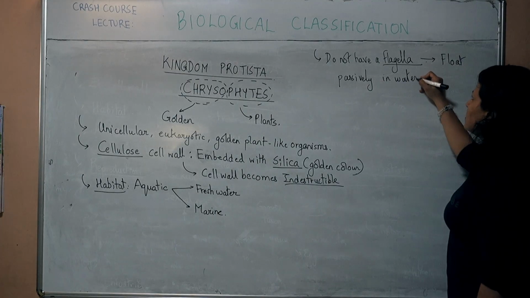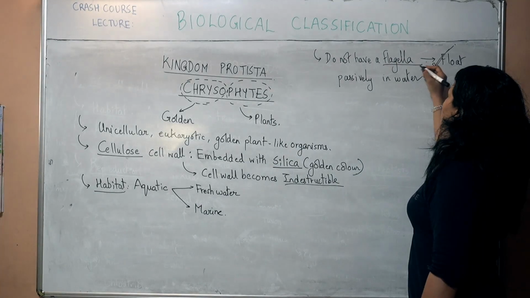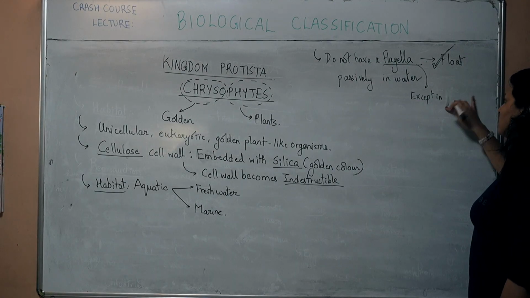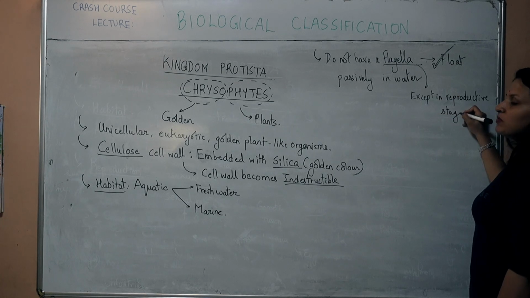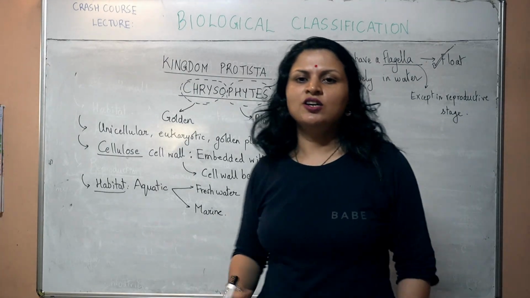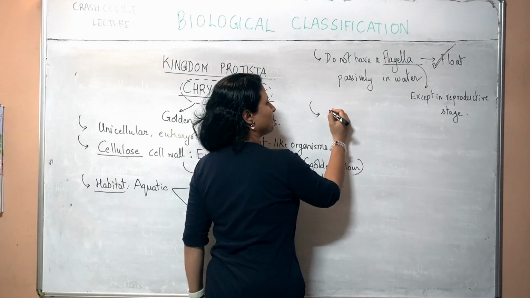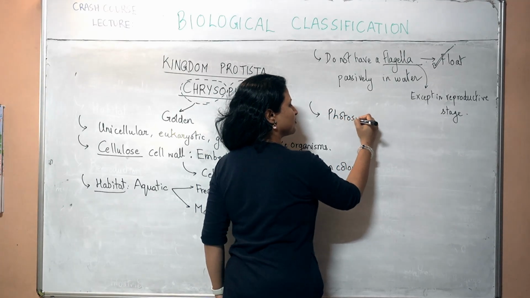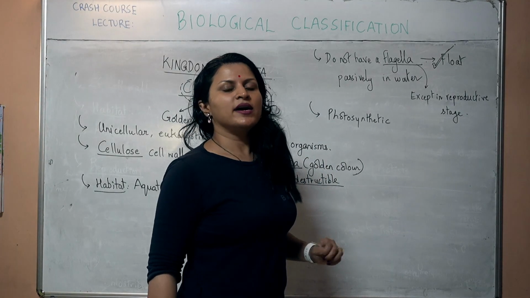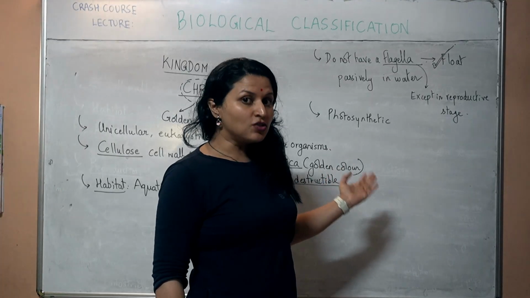Very important sentence from NCERT: float passively in water. They do not have a flagella except in reproductive stage. What does this mean? It means that their gametes may have a flagella, but the adult stage does not have a flagella. As such, they float passively in water. They are photosynthetic in nature. Plant-like protists, if you remember.